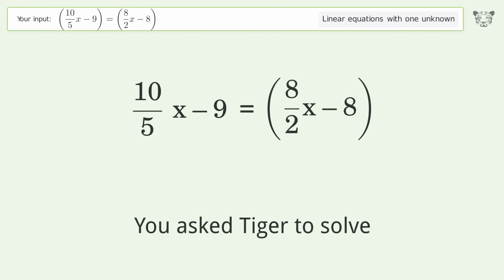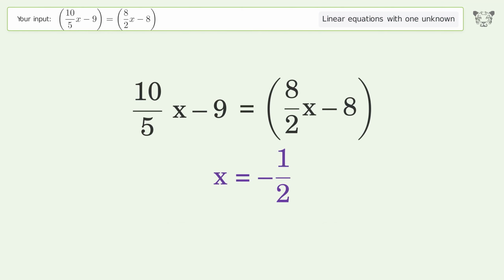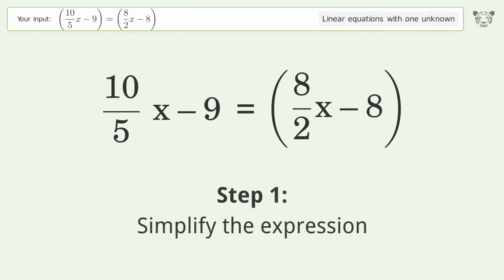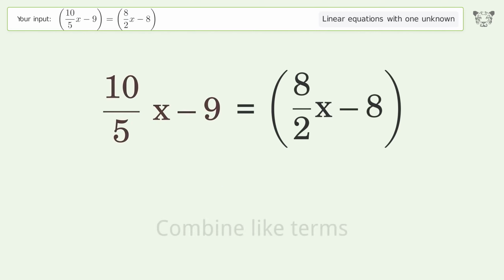You ask Tiger to solve this. This deals with linear equations with one unknown. The final result is x equals -1/2. Let's solve it step by step. Simplify the expression. Combine like terms.